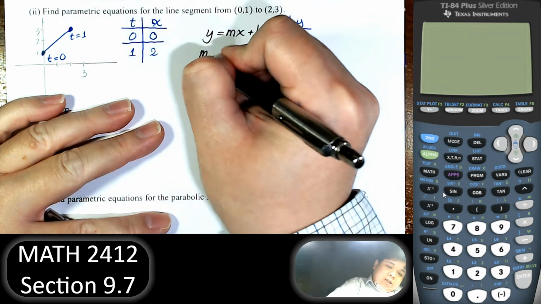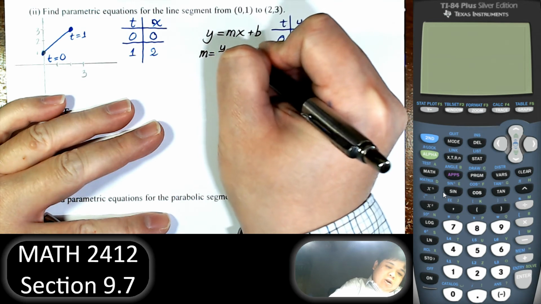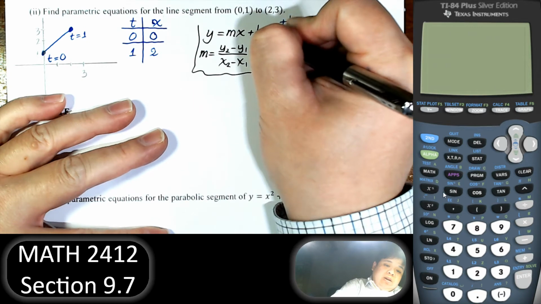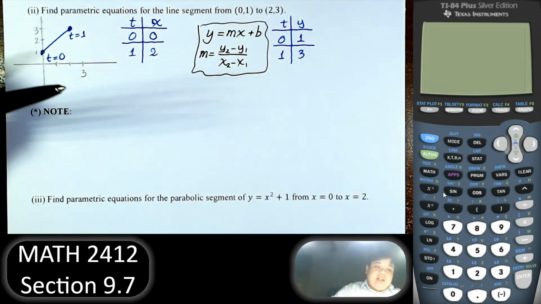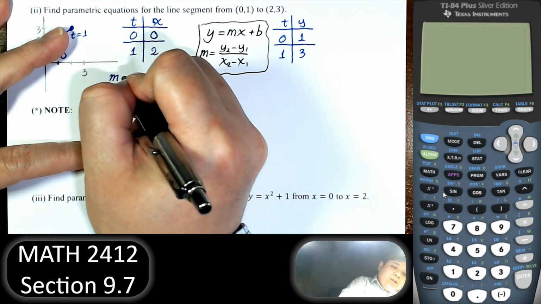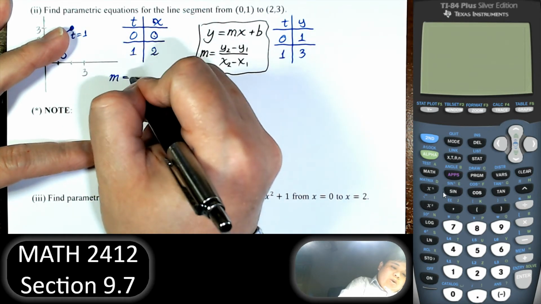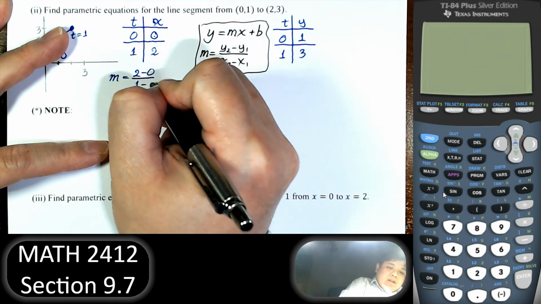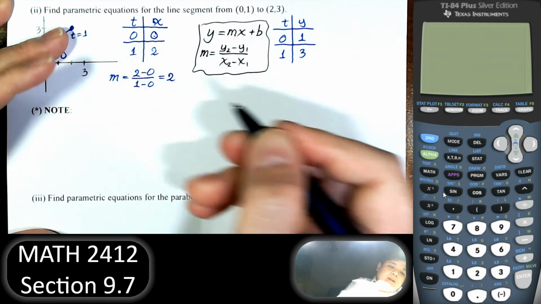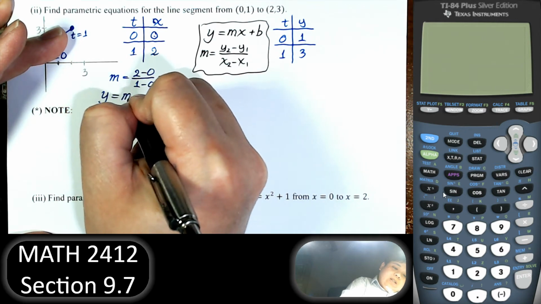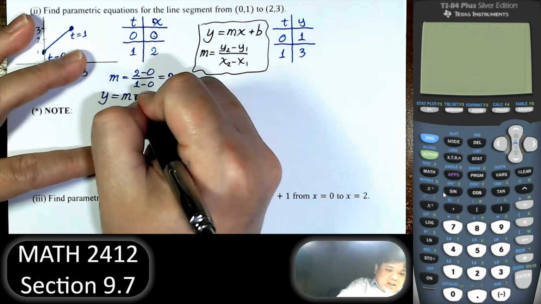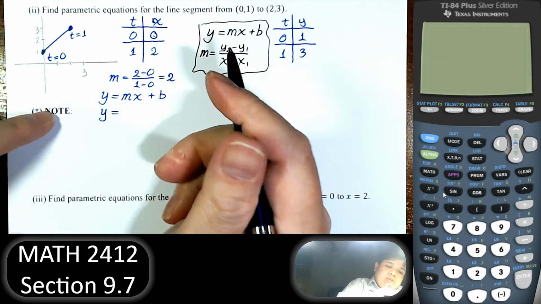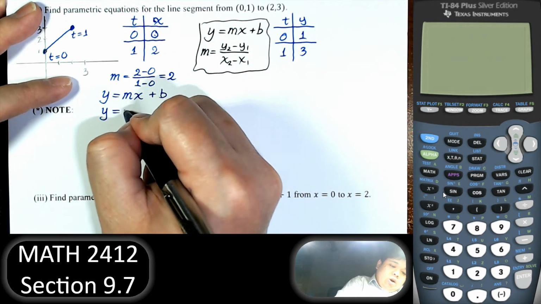The slope is equal to y2 minus y1 over x2 minus x1, if that is the relation between x and y. But now we have x and t, so we do the same thing: the slope is x2 minus x1 over t2 minus t1, so it's 2. The equation is y equal to mx plus b. We'll worry about b later. We know the slope is going to be 2.